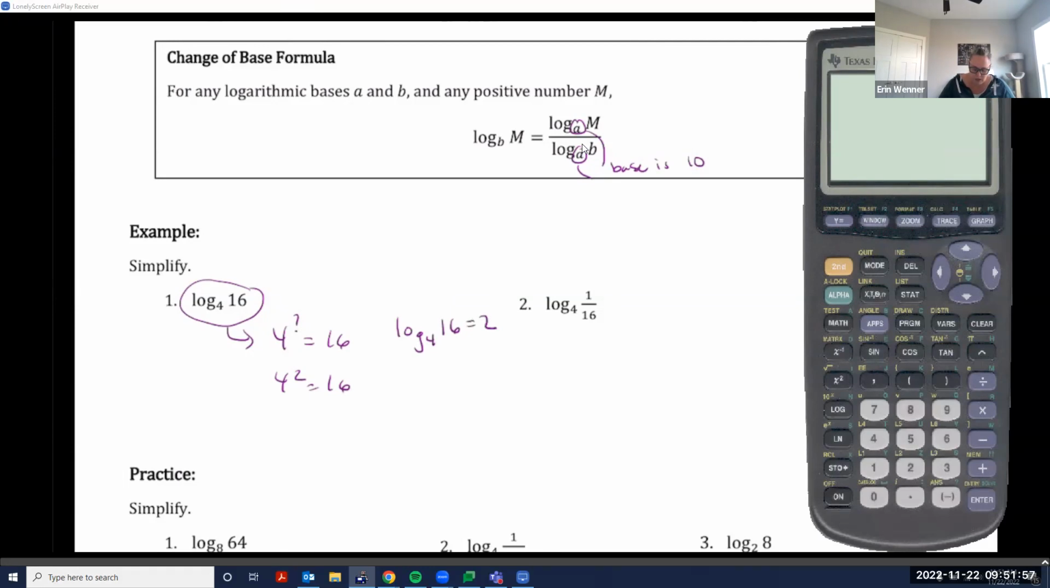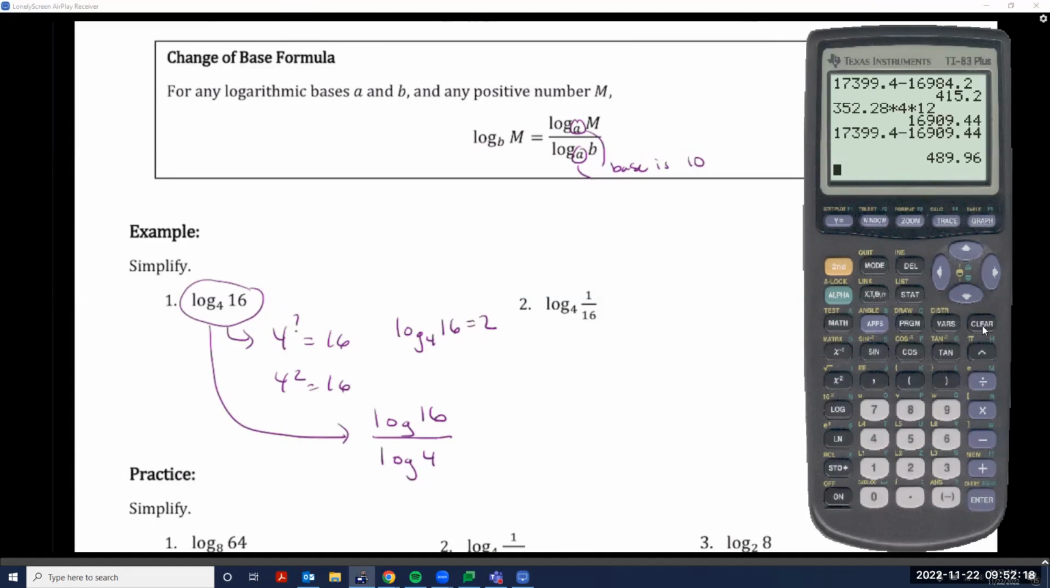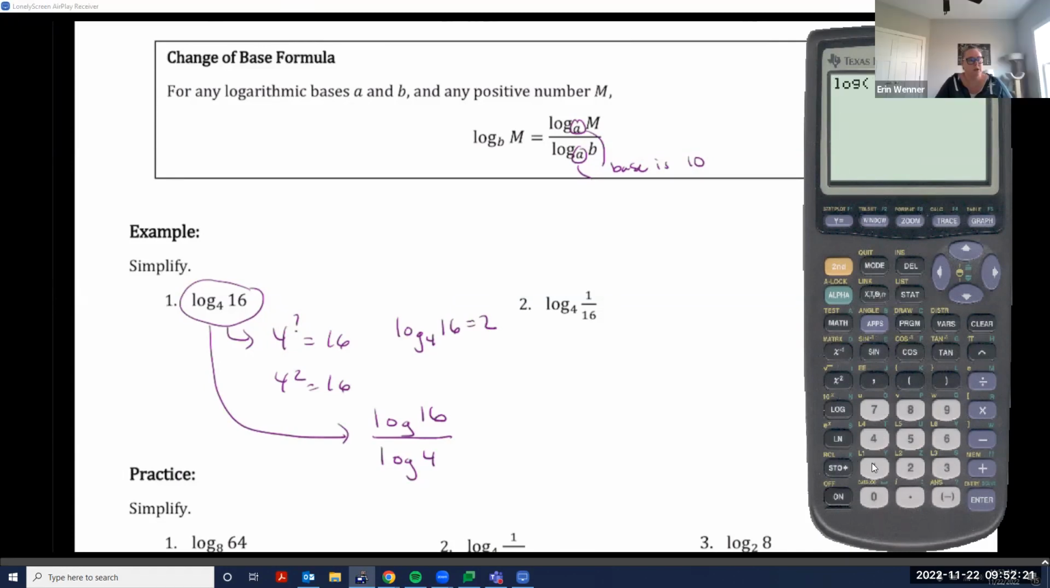So we have log base 4 of 16. I want you to think of the numerator as always the log of the larger number over the log of the base. So I did log of 16 over log of 4. On my calculator, let's clear out this stuff. I'm going to do log, and I'll do 16, close the parenthesis, do the division sign, and then do log of 4. Again, close the parenthesis, press enter, and it does in fact give us 2.